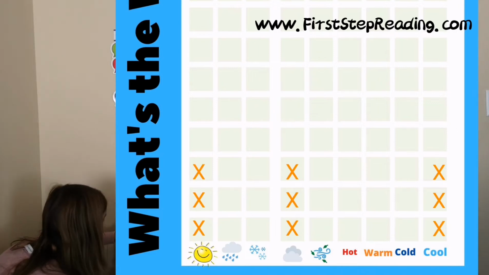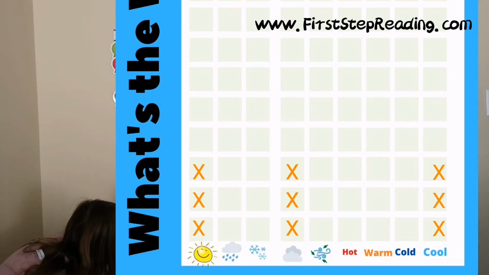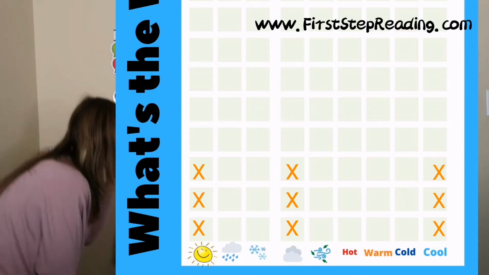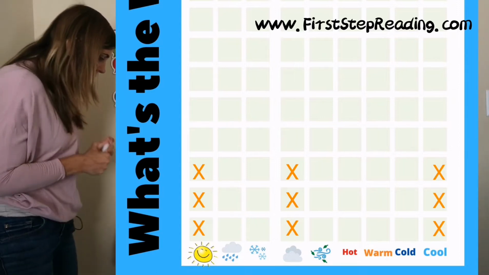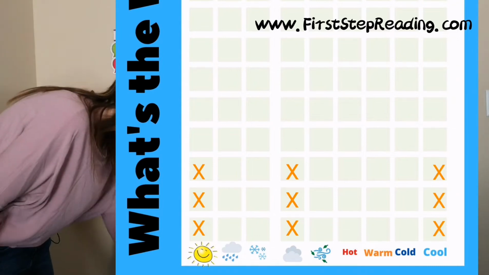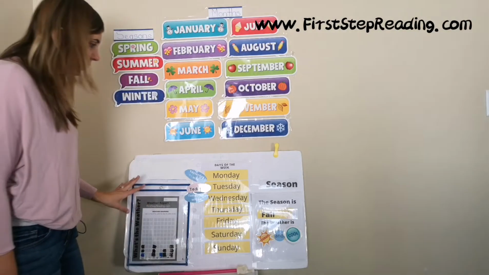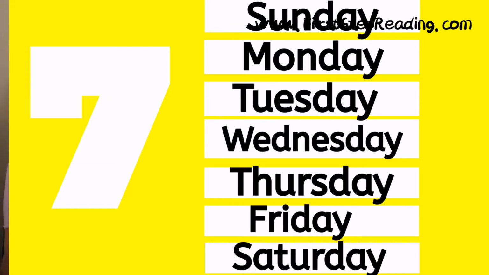So I color the next square, and cool. So far I have 3 sunny and 3 cool on my graph. Okay? You can graph your weather for where you live. So now let's sing our Days of the Week song.